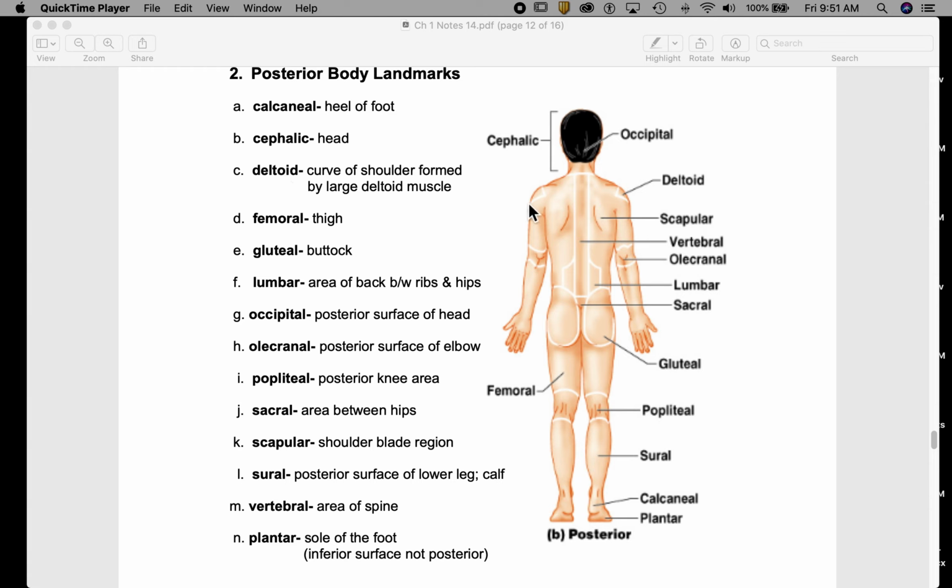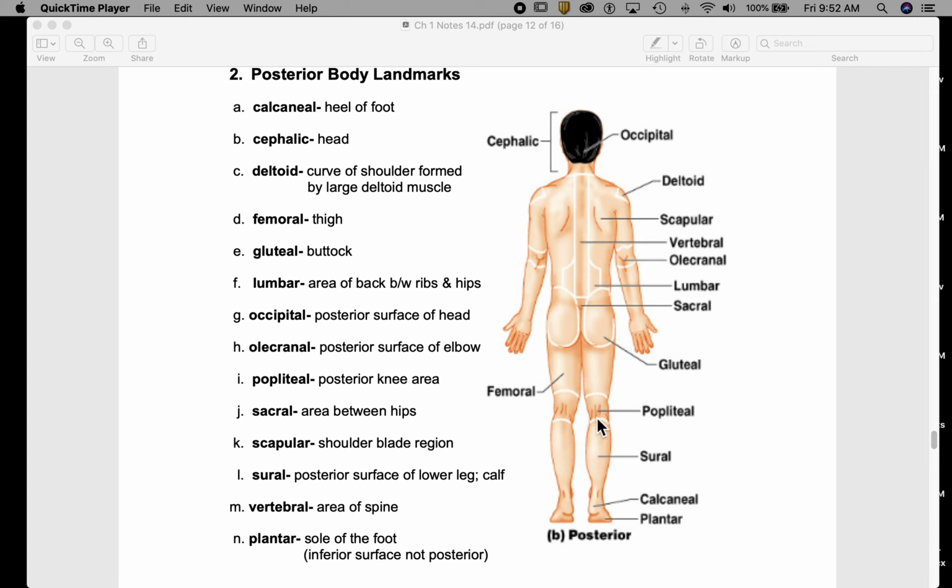Deltoid, we don't add an AL to that, is the whole shoulder region here, not the anterior, not the very front point, but the point here. Femoral, here, back leg, upper thigh. Lumbar, so lumbar is right here. It's above the gluteal region and the hip, but it's below the ribs, and it's lateral away from the spine. This is called lumbar. Occipital, there's a little bump and bone right here on the lower portion of the skull. It's called the occipital region. Olecranon, posterior surface of the elbow, is right here. There's a process called the olecranon process, the posterior process of the elbow.